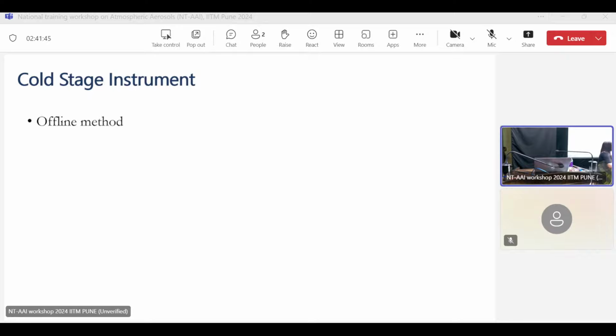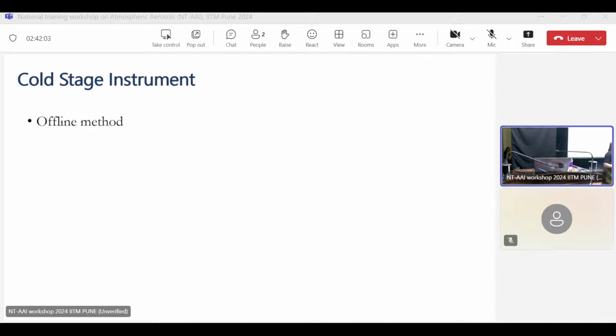So somebody was asking me yesterday, what is the height of your university? So the altitude of my university does not matter. Why? Because I am doing the offline characterization. So I'm collecting sample from the field and then I'm actually characterizing it in the university using the offline techniques.